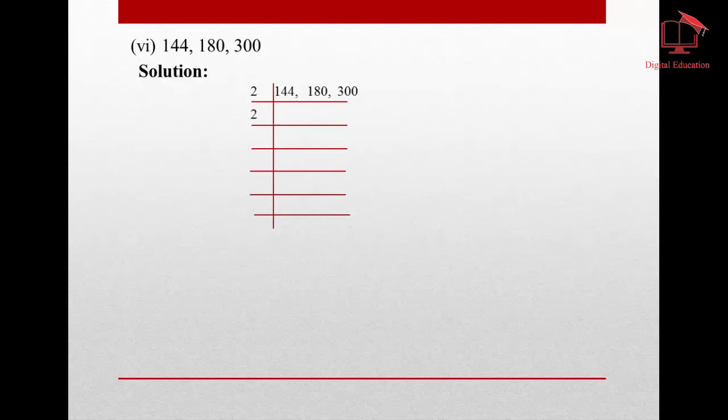Now student, part number 6. Here we have 3 numbers. First is 144, second 180, third 300. We take the table of 2. Now 2 7s are 14, 2 4s are 8, 2 9s are 18, 0 as it is. 2 1s are 2, 1 carry, 2 5s are 10 and 0 as it is because 0 is less than 2. Now 2 3s are 6, 1 carry, 2 6s are 12. Now 2 4s are 8, here we have 9, 1 carry, now we have 10, 2 5s are 10. 2 7s are 14, 1 carry, 2 5s are 10.